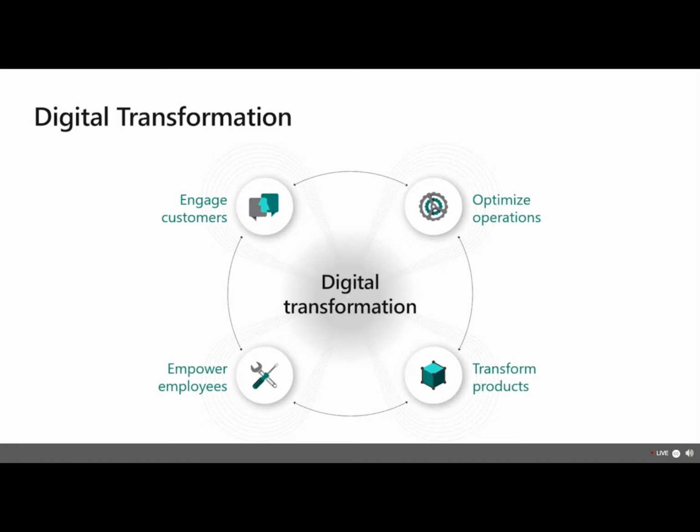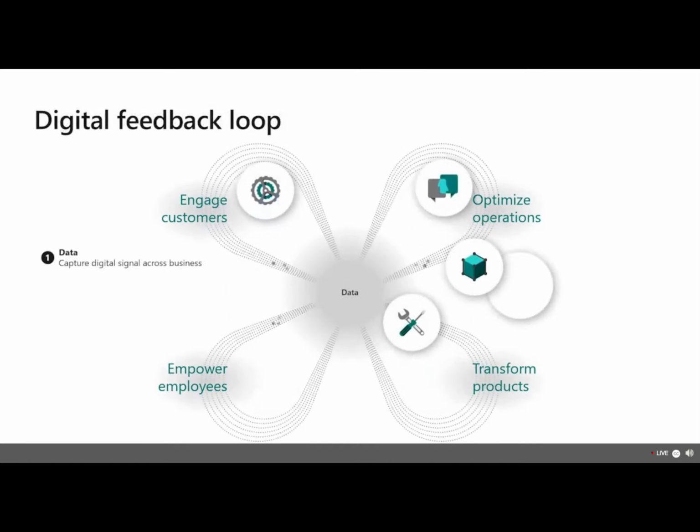Employees are empowered to do their best, and operations can ensure effectiveness and efficiency across the business. What this does is ensure that the best products and best services are being both developed and delivered. This is what we call the digital feedback loop.